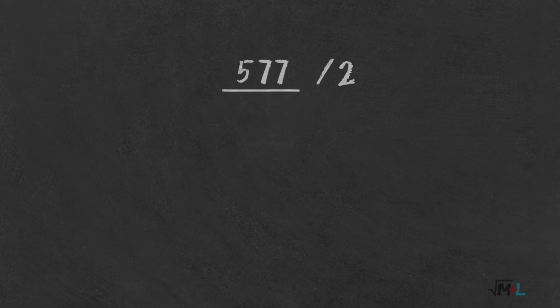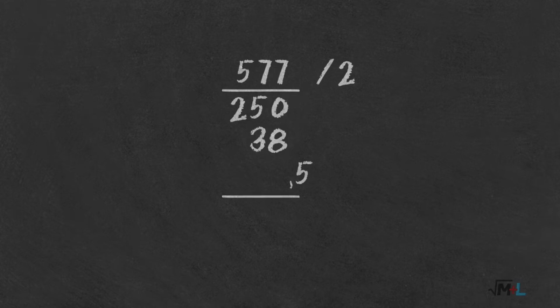577. 500 by 2 is 250, plus 77 by 2 is 35 and 3, so 38 and a half at the end. So in total it's 288 and a half. Or maybe you divided 600 by 2 and then extracted from it 23 by 2, which is 11 and a half. Anyway, it's not so easy. And what about bigger numbers?